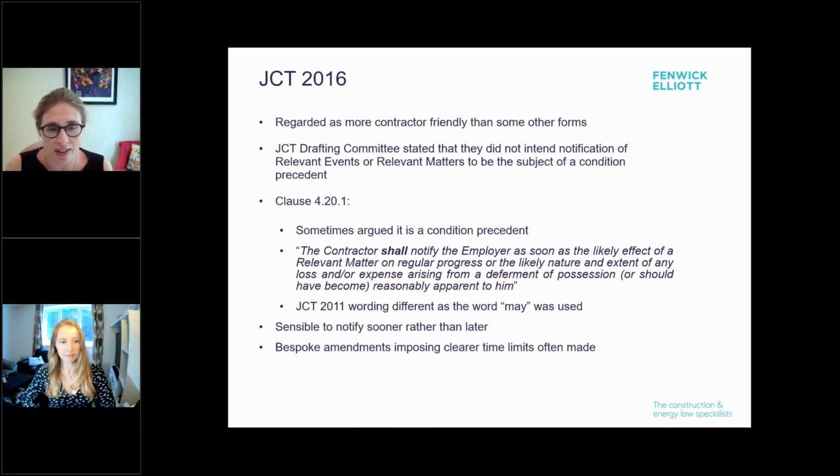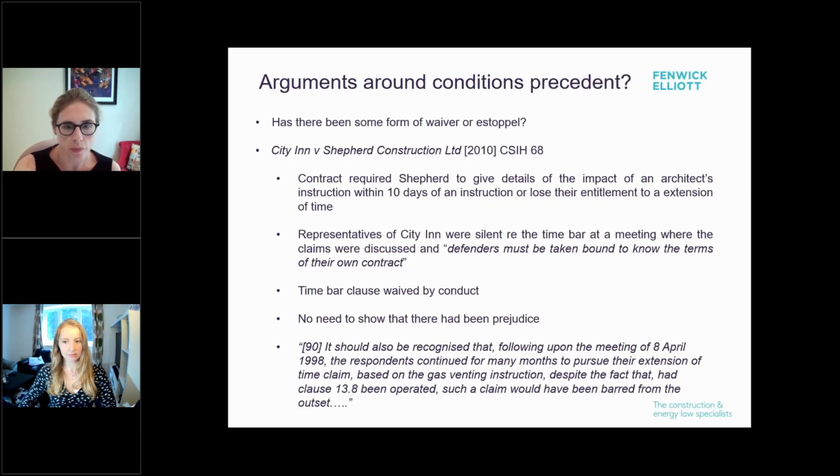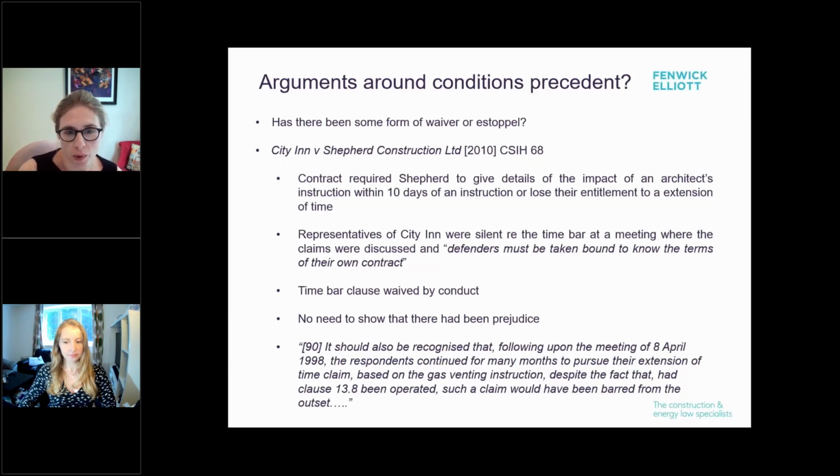Will they bite? Just to draw all the strands together, we want to think about when you want to rely on a CP or try and argue around it. So, has there been some form of waiver or estoppel?